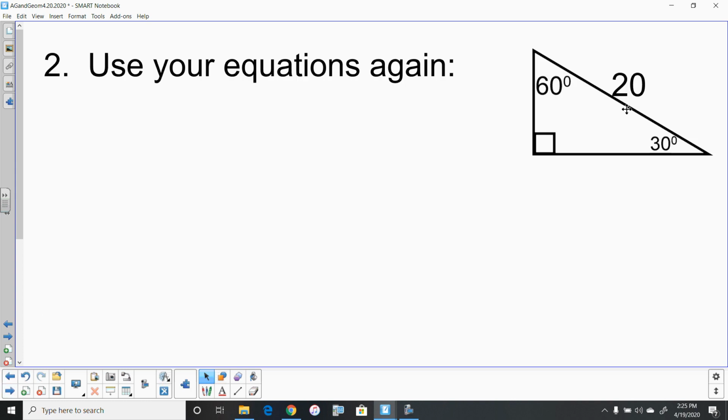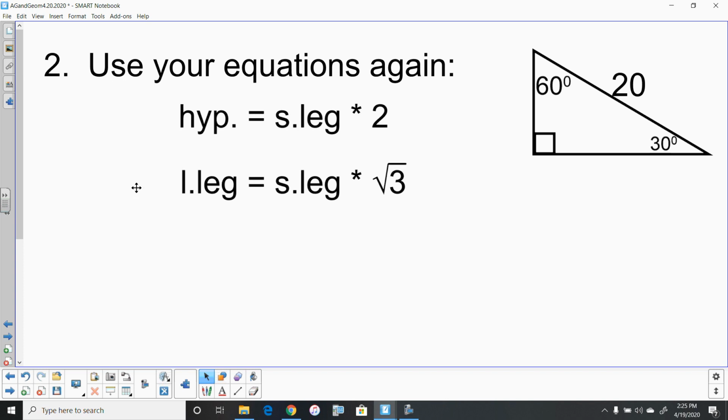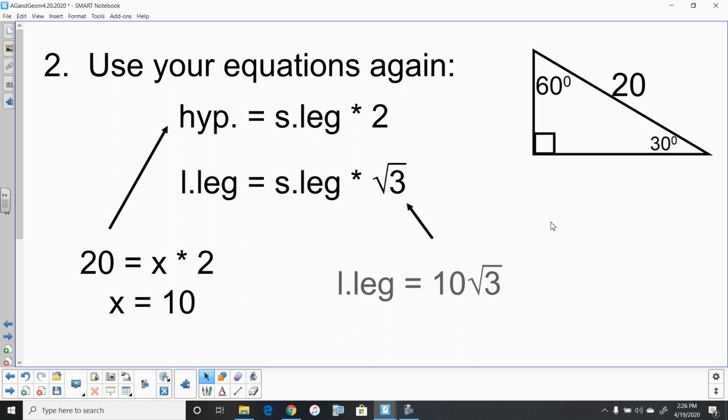Our next problem here. Okay, so I've got a 30, 60, 90. I've been given the hypotenuse, almost as good as the previous example, because I can use this top equation. So let's plug in what we've got. The hypotenuse is 20. Let's call the short leg x. Going from 2x to just x, we divide both sides by 2, and we get x is 10. And again, oh, sweet, now we've got the short leg. Now we can use this last equation. We can just do whatever the short leg is, which was 10, times root 3, to get the long leg.